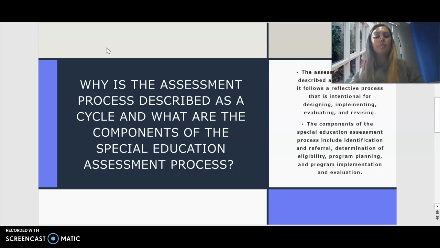Parental agreement again is needed. And next, the implementation of the IEP happens with ongoing progress monitoring. An annual review of the IEP occurs, and reevaluation of eligibility periodically takes place. So the assessment process is constantly being used throughout the steps and continues even after the IEP is implemented. So it's a continuous cycle that way.